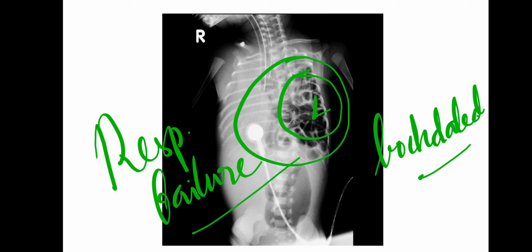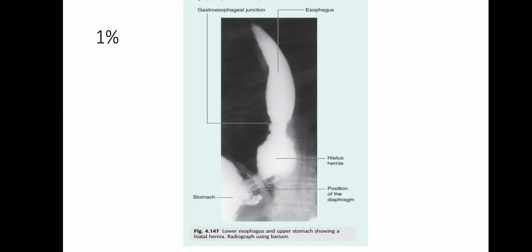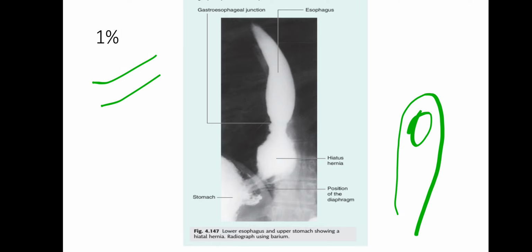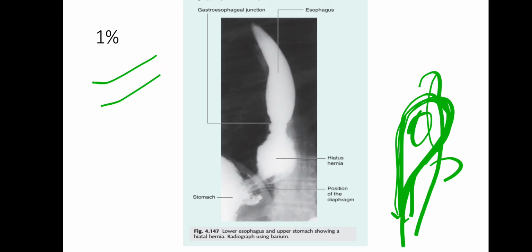Okay, so this is an x-ray of Bochdalek's hernia, and the remaining 1% of the hernia which we didn't talk about is the paraesophageal hernia. We saw that the right crus of the diaphragm has an opening for the esophagus. If the opening for the esophagus in the right crus of the diaphragm is a little bit large or weak, what happens is the fundal portion of the stomach herniates into the thorax.